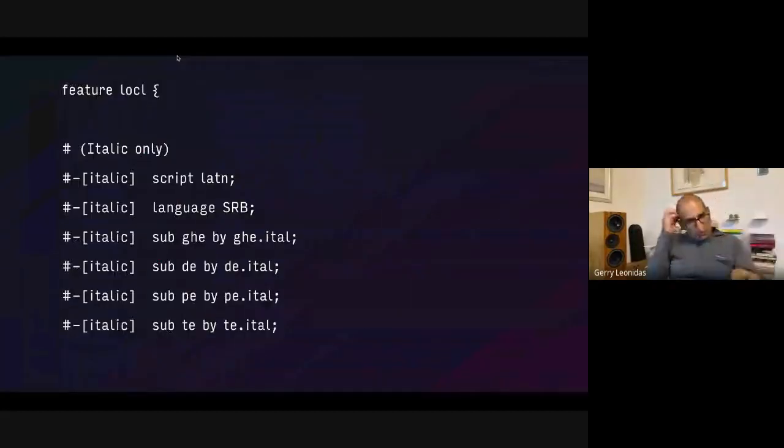And this is a small example. For example, we can see something that applies only in the case of italics, and it will substitute, within a script that is Latin, within a language that is Serbian, one particular form of the letter by another form of the letter. So in this case, it's a localization of a Cyrillic character for a specific language, for a specific style. The shape of the letter might change, but the letter itself will transfer across systems in a uniform manner.